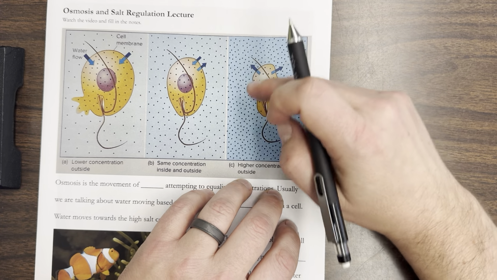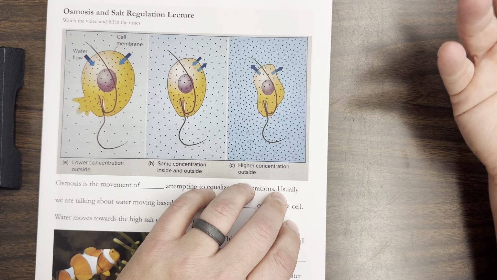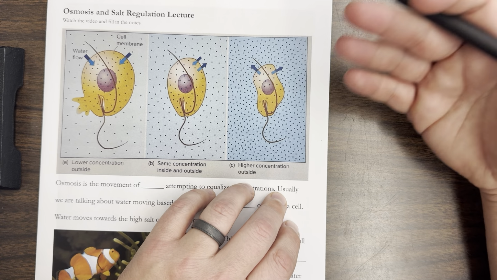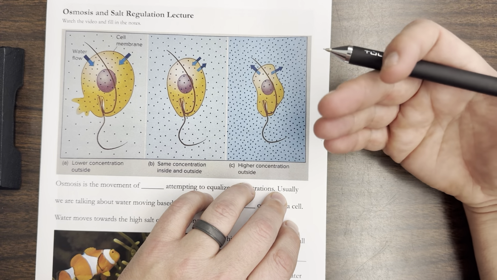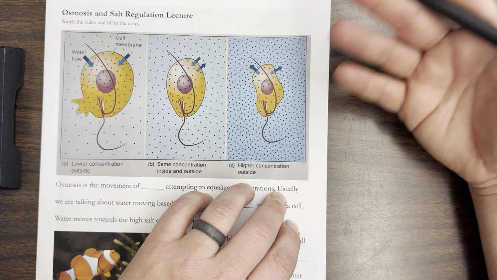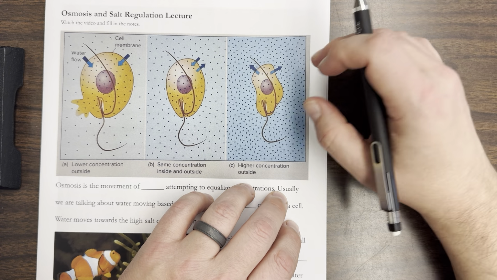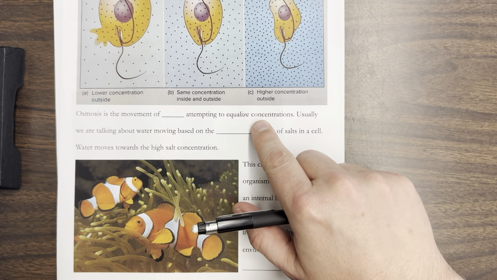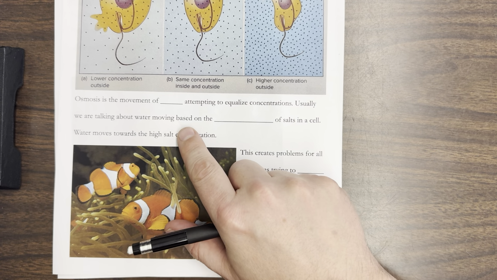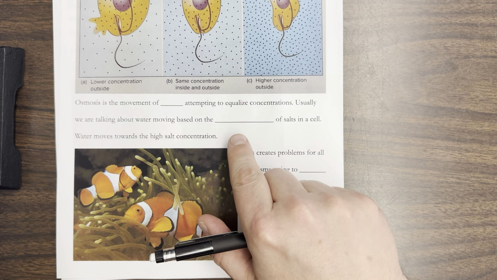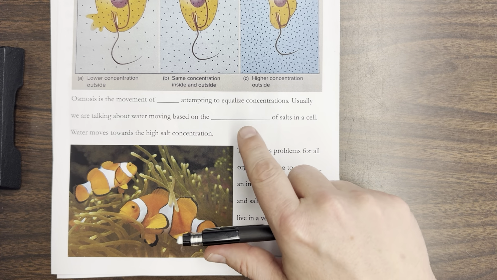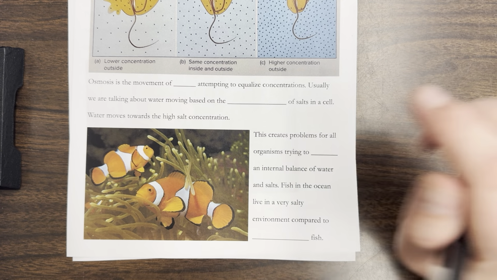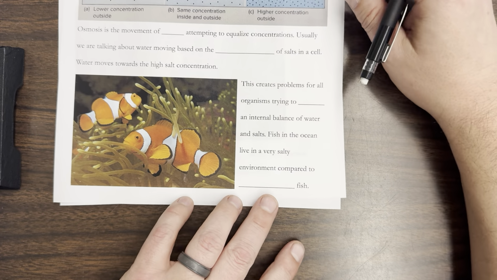All right, now the reason we're talking about this is because this happens to animals that live in the ocean. It's a salty environment, so water is going to generally want to move out of cells and into that salty environment of the ocean water. Osmosis is the movement of water attempting to equalize concentrations. Usually we are talking about water moving based on the concentration of salts in a cell. Water moves towards the high salt concentration. That's what I just talked about.